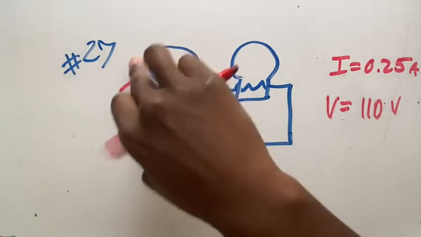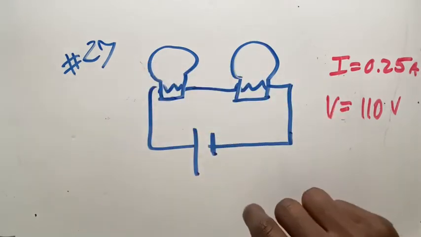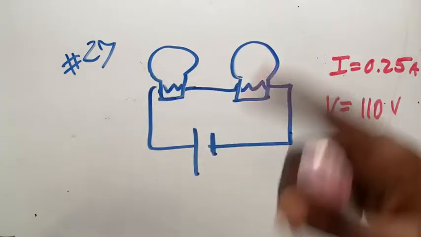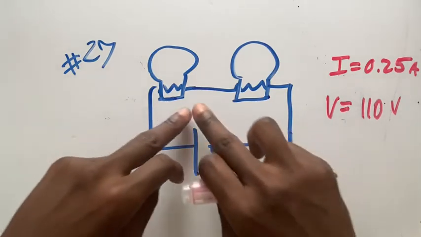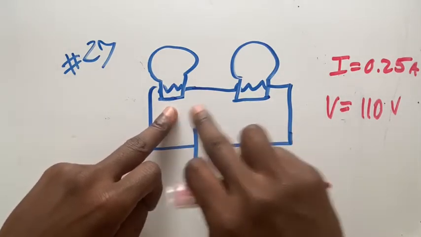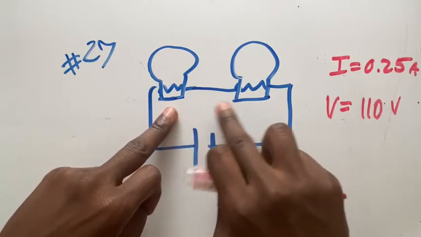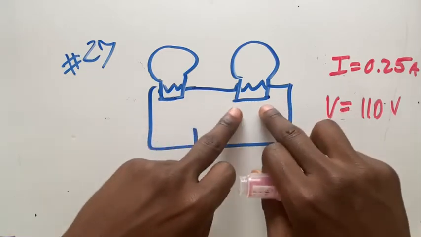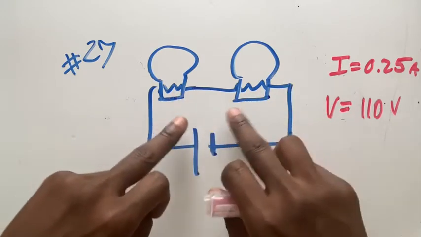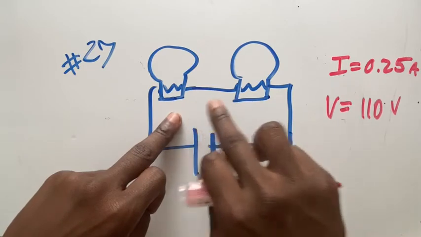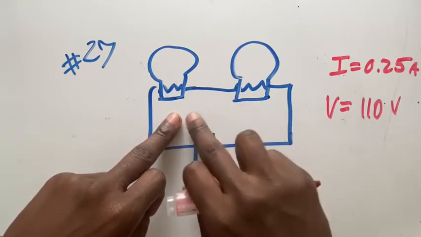So let's do it like this. If we know both of these have the same current, we kind of have to do this question backwards. If they both have the same current, they must both have the same resistance, because if this one had a higher resistance, then it would have a lower current, or vice versa. So the fact that they have the same current means that they have the same resistance.